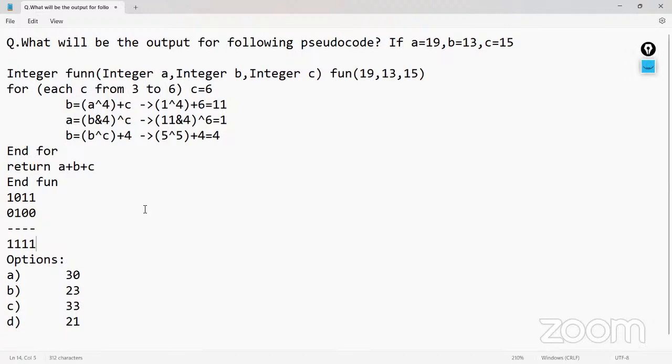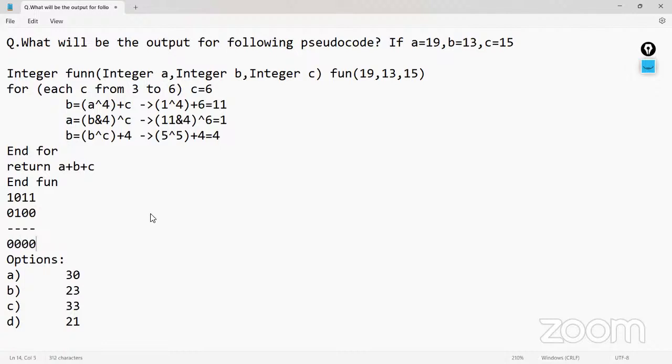Okay, again 15 XOR 6. Okay, 6 means 4 plus 2 only. So 4 plus 2. The operation is, sorry, it's an AND operation. In that case, the result here is 0 itself. Yes, the result in this case is 0, and 0 XOR 6.